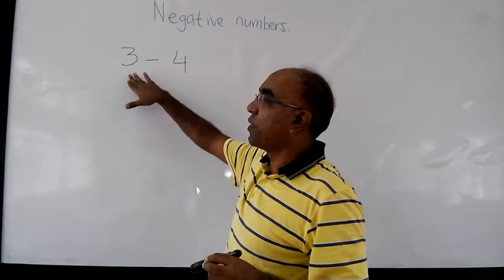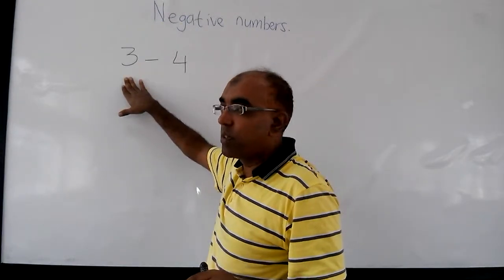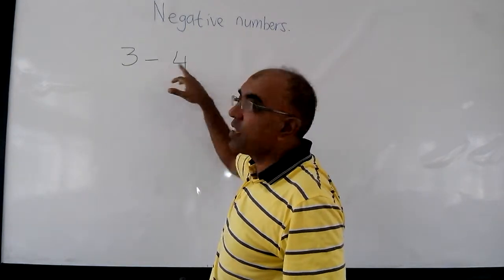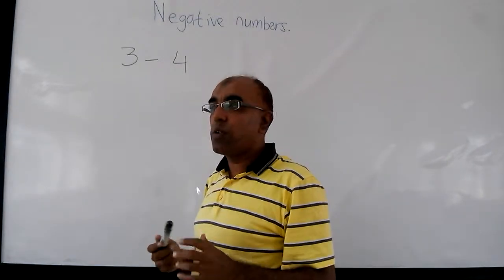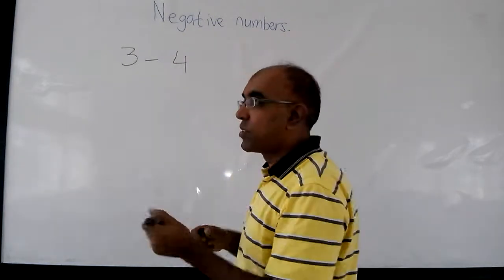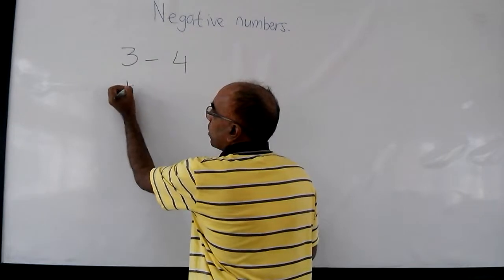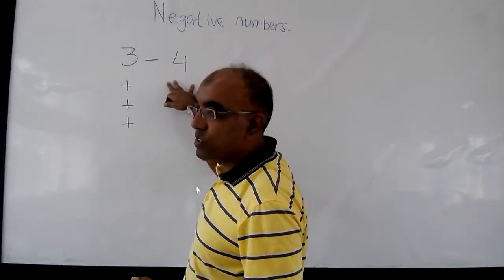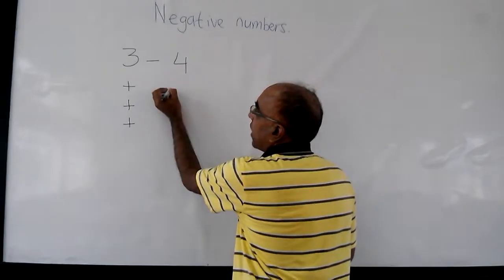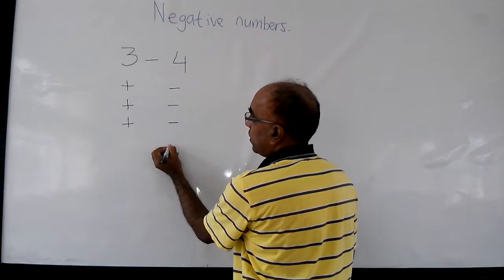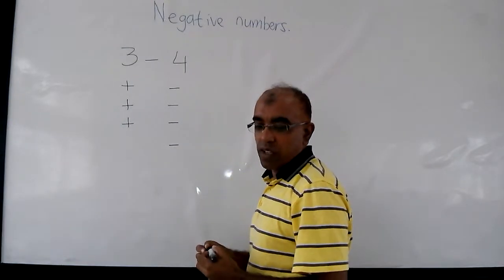You can see we have number 3, which is a positive number. Then we have 4 with a negative sign, that's a negative number. Now what we are going to do, 3 means plus 3. So I'll draw 3 plus. And then minus 4 means I have negative. Minus 1, minus 2, minus 3 and minus 4.